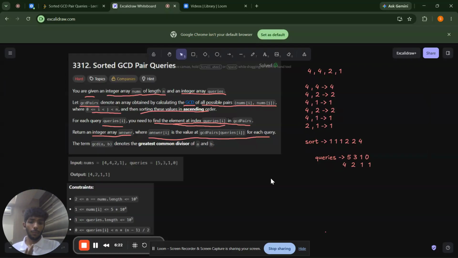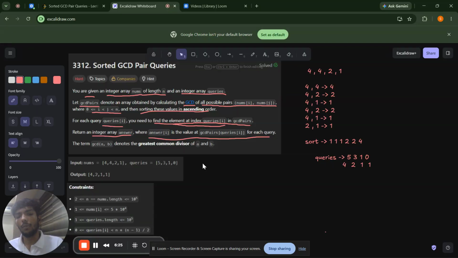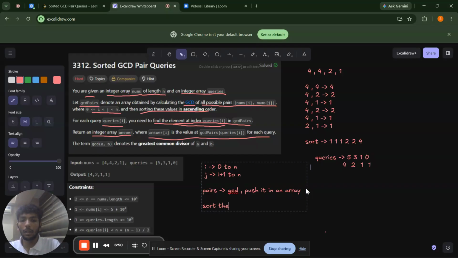We can do this pretty easily. What we can do is iterate i from 0 to n, and iterate j from i plus 1 to n, and for all possible pairs we calculate the GCD, push it into an array, sort the array, and then we will get gcdPairs of queries.